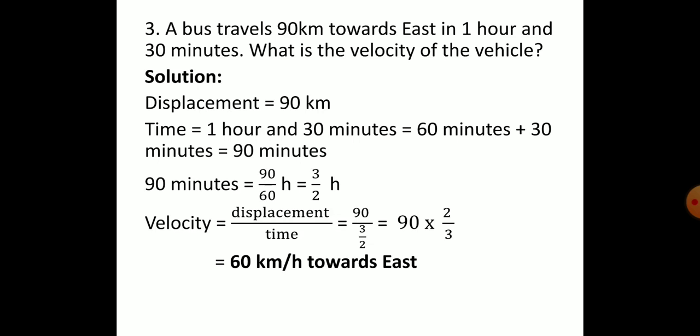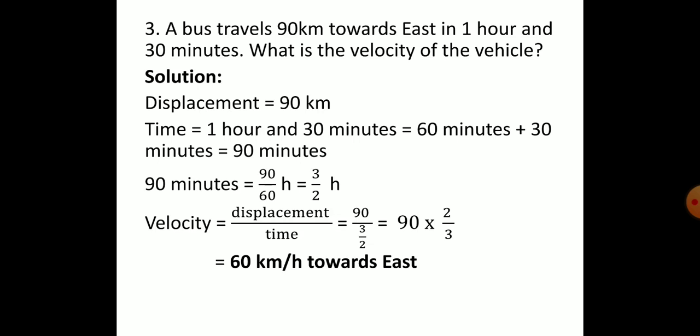90 and 60 you can commonly cancel out using the 3 tables. You first cancel that 0 and 0. 9 by 6 you can cancel in the 3 tables. 3 3s are 9 and 3 2s are 6.